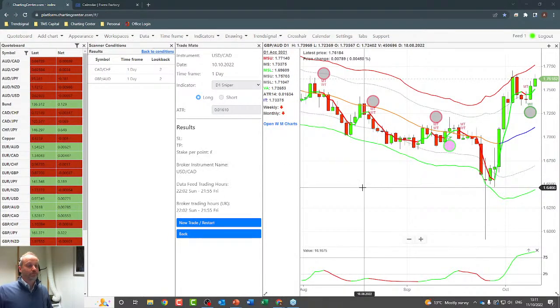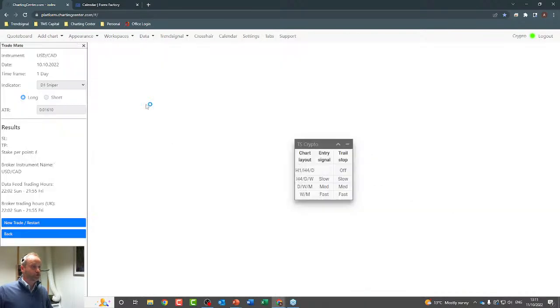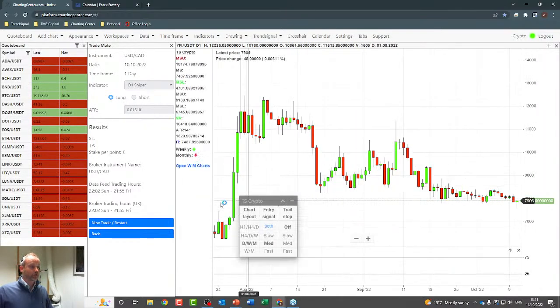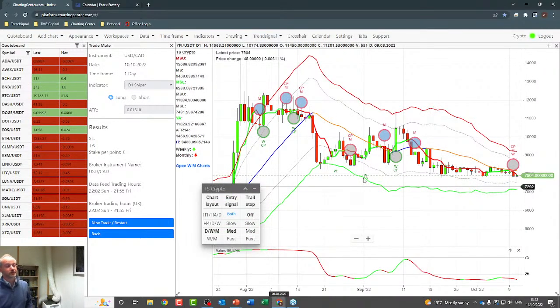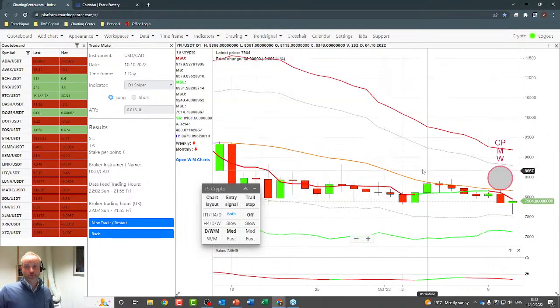Okay, so that's foreign exchange. There's quite a bit to go through there. Let's have a look at some cryptos just really quickly. So this is from the Complete Crypto Trader system. Quite a bit happening with cryptos.